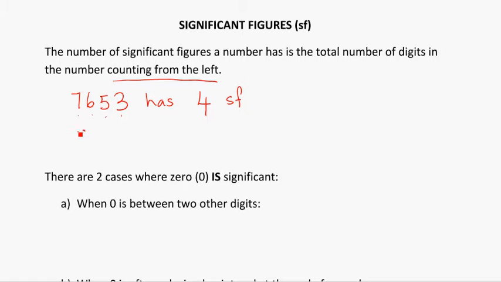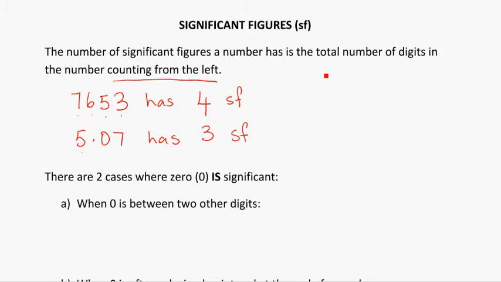Another example, 5.07 has how many significant figures? From the left, 1, 2, 3, ignore the decimal point. So it has 3 significant figures.